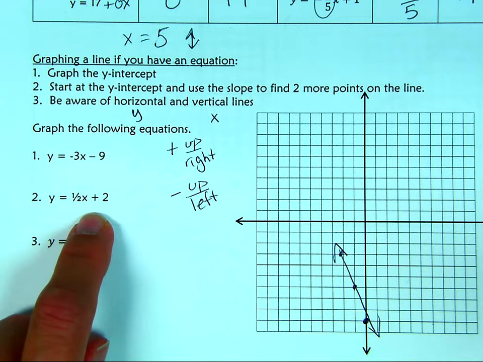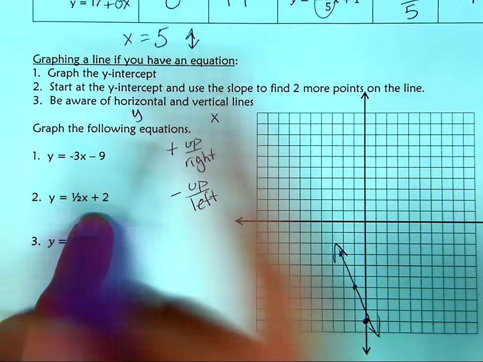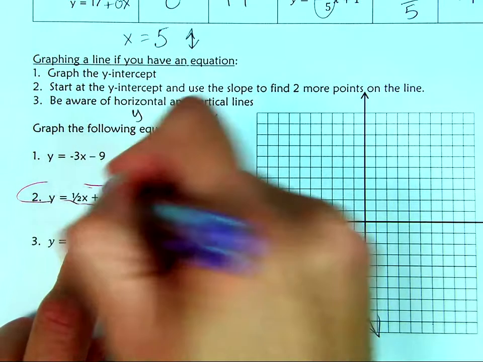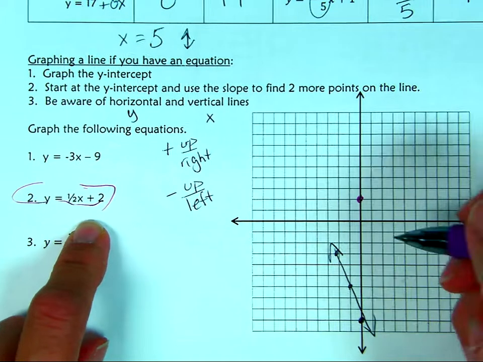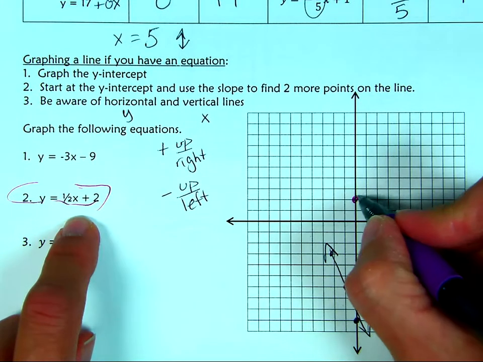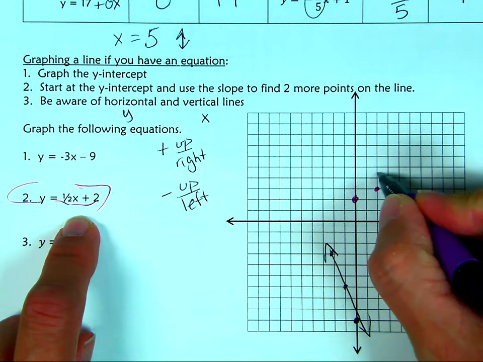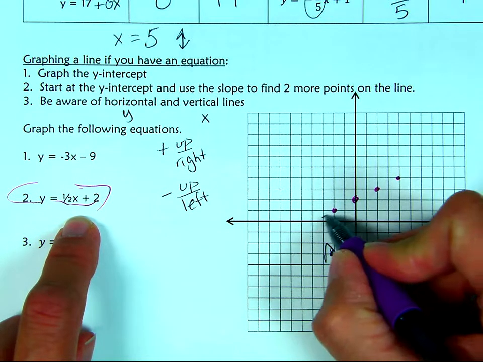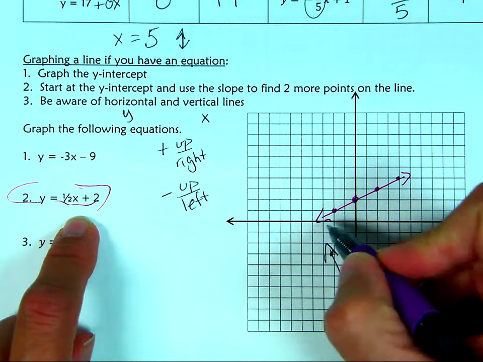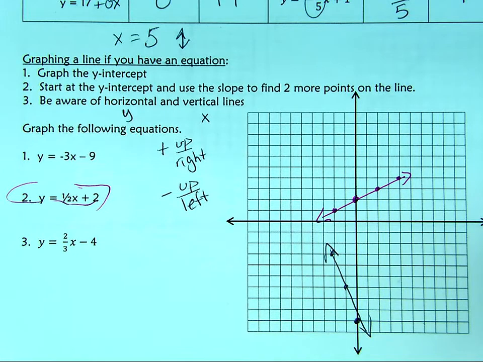And now we're going to graph this one. Our y-intercept, we'll do this one in a different color. Our y-intercept is 2, so we're going to go up 2. And then our slope is positive 1/2. That means I go up 1, right 2, up 1, right 2. And notice I could have gone down and left as well, which we talked about, but that is that line.